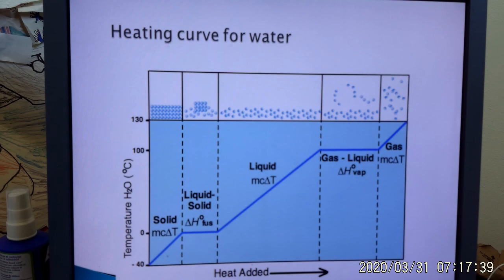Okay, let's take a break here, and we'll start talking about heating curves for water.